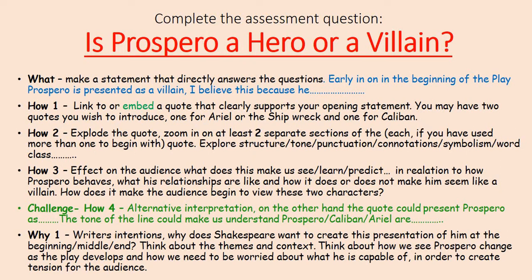You may have two quotes you wish to introduce. Usually we would only do one per paragraph, but to make things a bit easier for you, to make it less stressful, if it's easier for you to introduce two quotes, where early on we see one with Ariel, one with Caliban, him being cruel, or two quotes, one with Ariel, one with Caliban, where he's being kind, and then you look at those two quotes together.